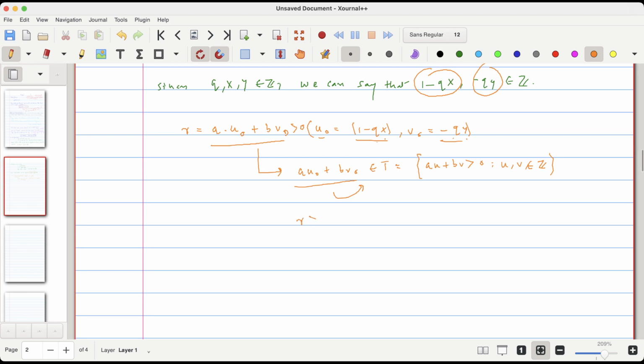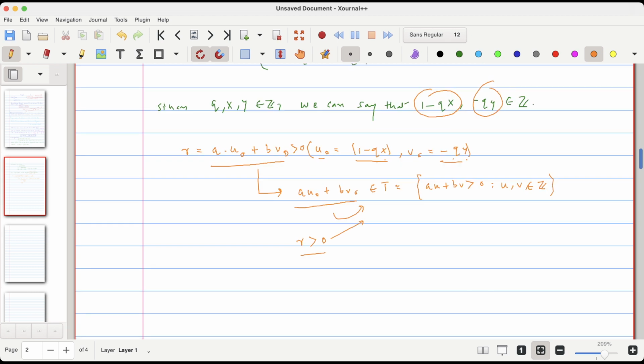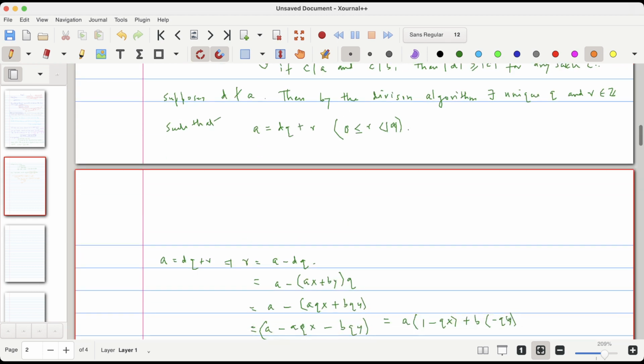Also note that R is greater than 0, and I think I have made a mistake up above. I wrote somewhere that R should be within mod A. I need to modify that. It should be mod D, because D is positive, because here the divisor is D, not A, right?